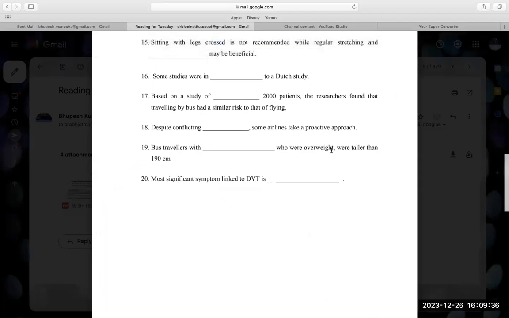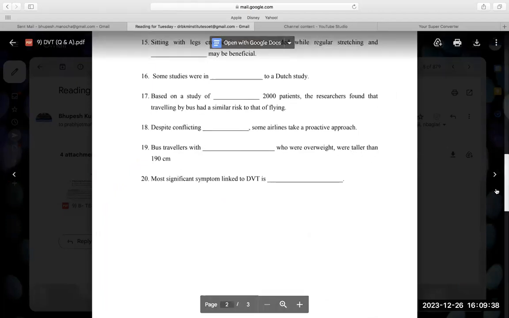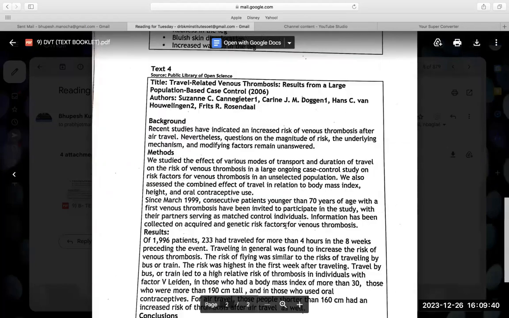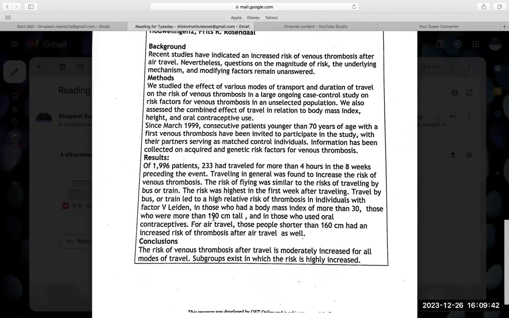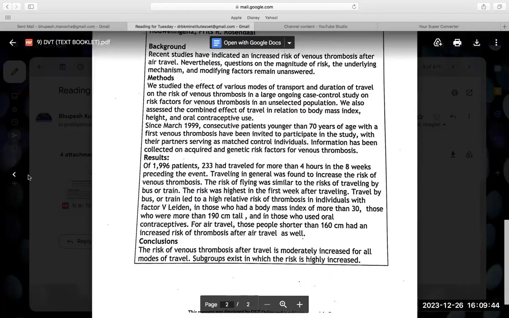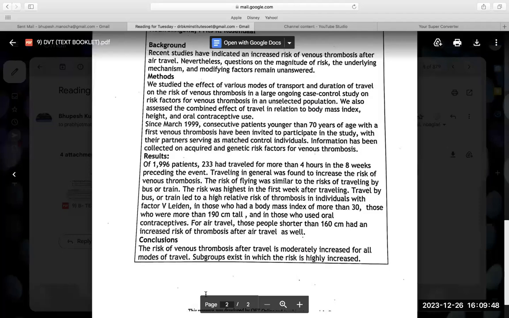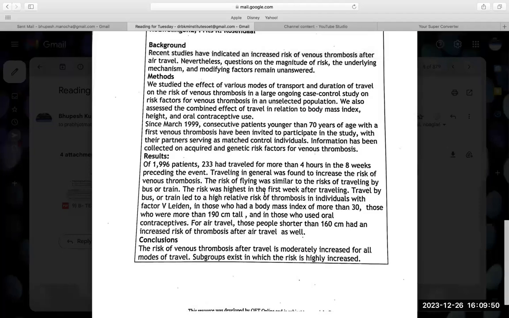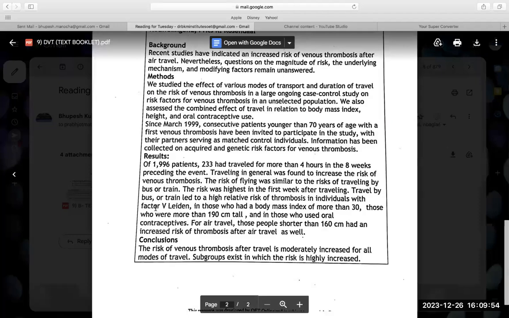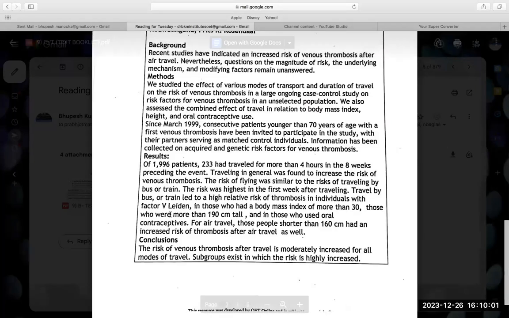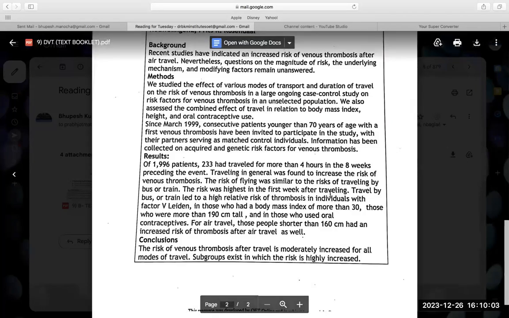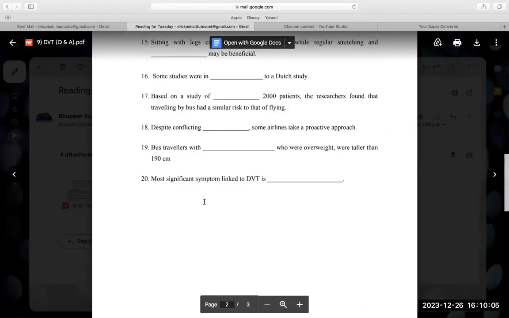Bus travelers with dash who were overweight were taller than 190. So now I have to just find the number 190 centimeter. Here is the number 190. And now I have to fit in the word. Bus travelers with, the preposition is given, with the factor wheel leader. Individuals with factor, sir, wheel. Factor is written in the fourth paragraph. Again, my preposition is becoming handy. So I use the word factor wheel hidden after with. So that is how you make questions easy.